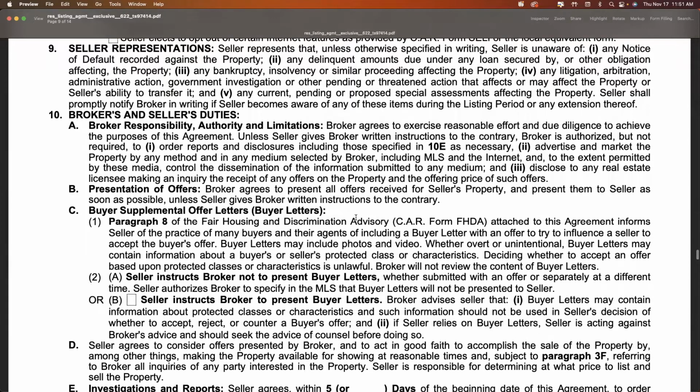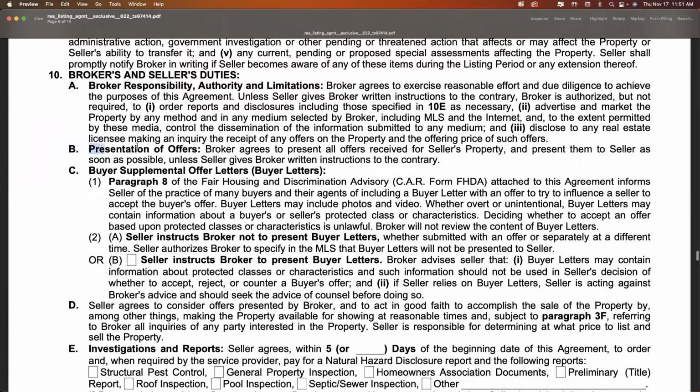The brokers and the seller's duties. We're not going to read each one of these, but it just is, hey, the seller is going to be responsible to provide you with all the reports. The broker is going to guide you through it. Okay? The broker's going to put it in the MLS. The broker's going to be professional, all those things.